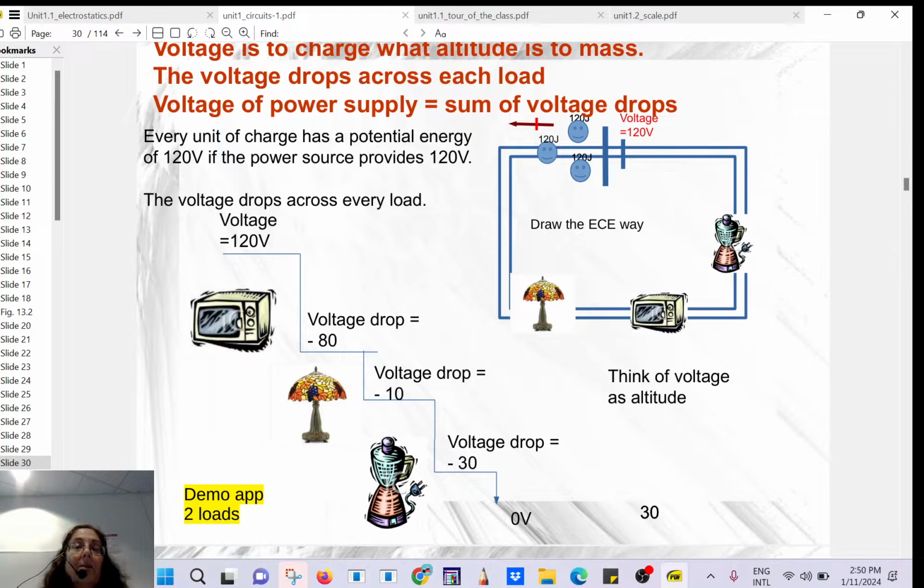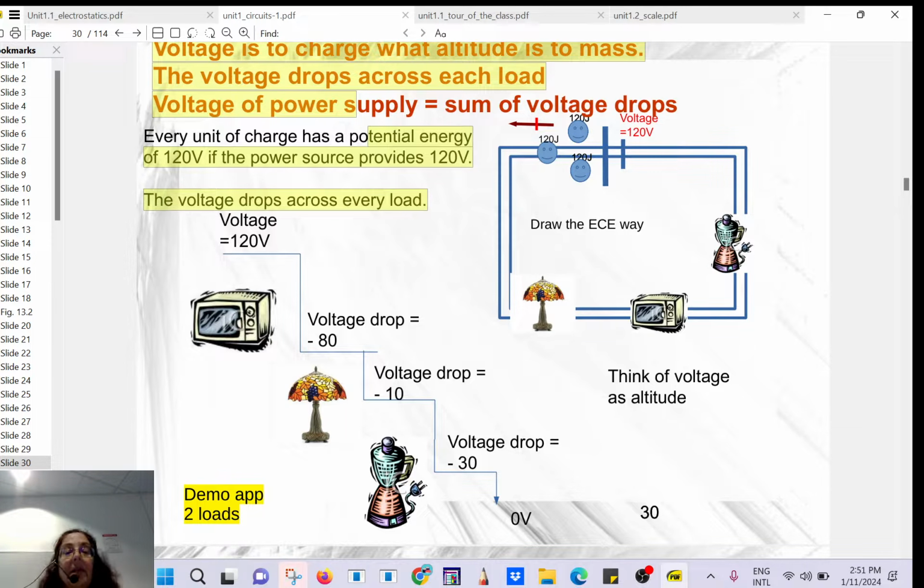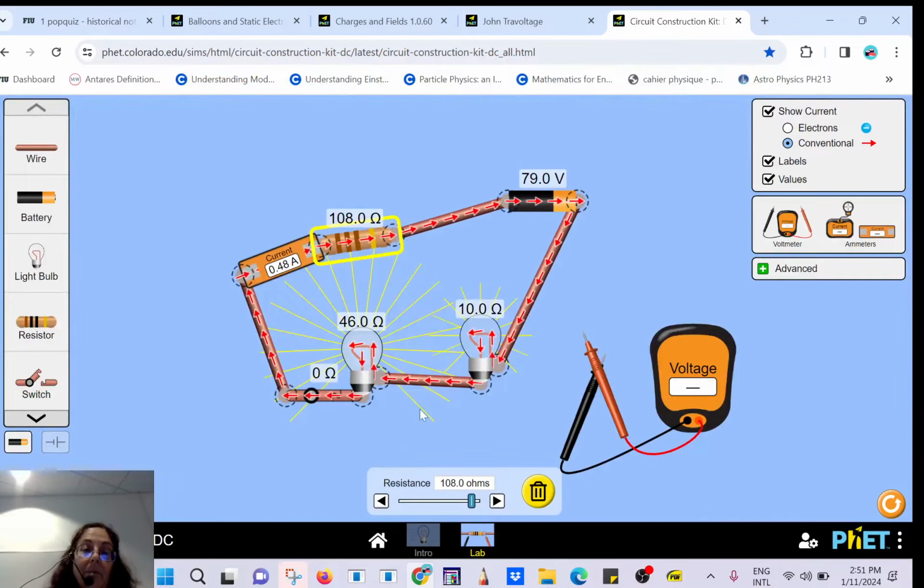Voltage is very much like altitude. When you make a circuit, maybe a circuit in your house, it's not because the microwave comes first that it will take all the voltage. It depends on their appetite. If the microwave takes everything, with your loads in series, nothing will be left for the other ones. So let me explain what I mean.